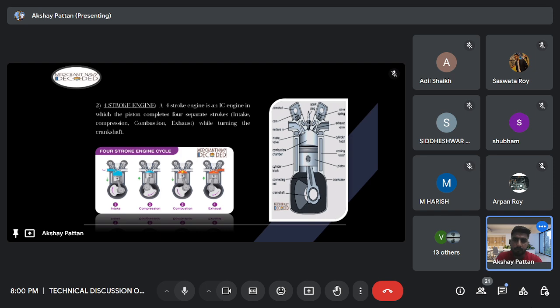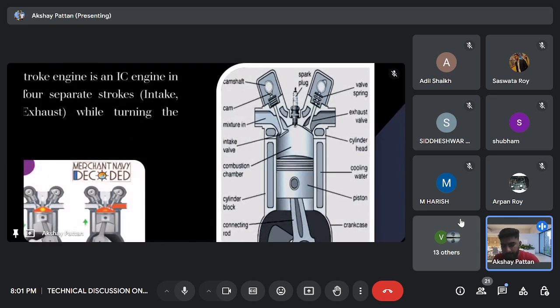Okay. Guys, you can differentiate between the diagrams of two-stroke engine and four-stroke engine. Here I have shown you the diagram of four-stroke engine. Can anyone say what is the difference between the two-stroke engine and four-stroke engine diagram? Earlier you have seen the diagram of two-stroke. Now this is the diagram of four-stroke. Sir, in two stroke there was port, and in four stroke it is valve.